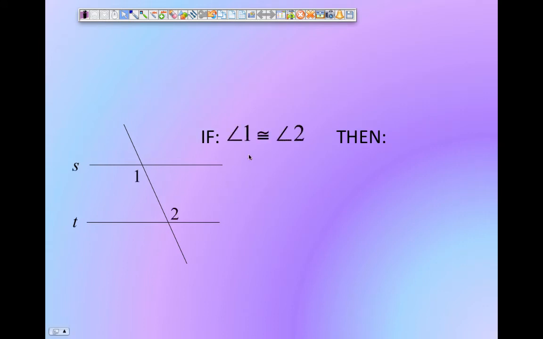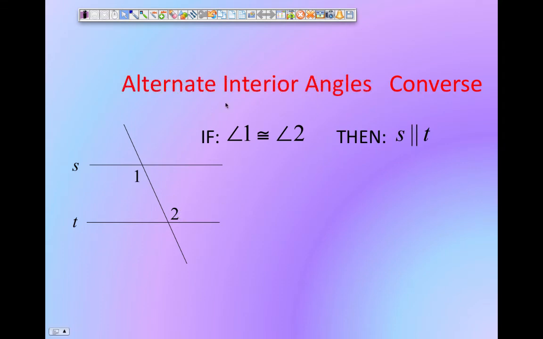Next one. If angle 1 is congruent to angle 2, then S is parallel to T. It's about the order. Look, where are the lines parallel? Is it at the beginning or at the end? It's at the end, which is backwards, so we use a converse. And in this case, 1 and 2 are alternate interior angles, so it's the alternate interior angles converse.